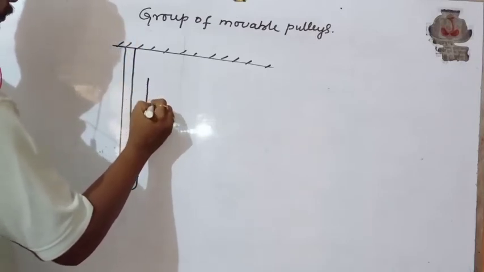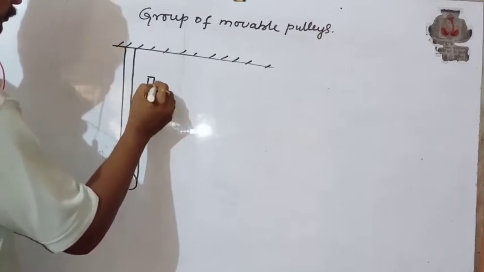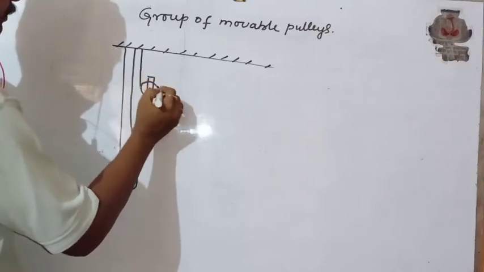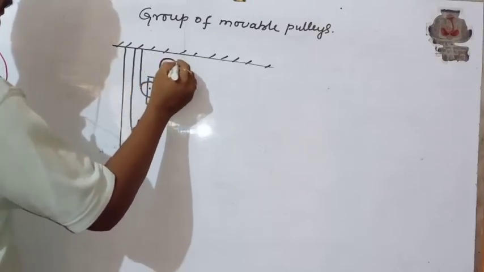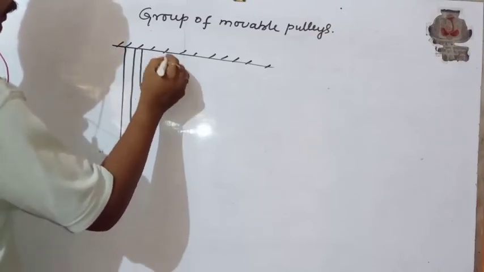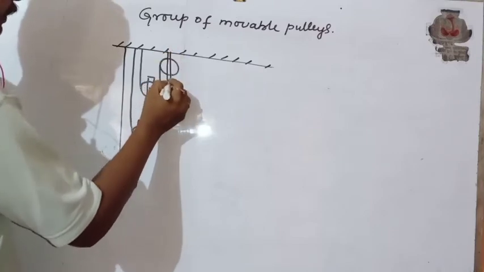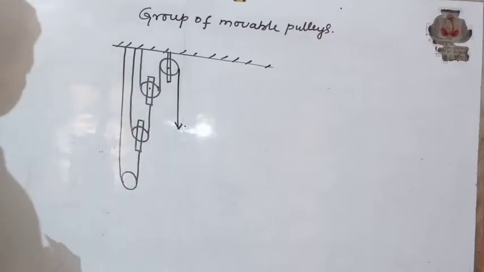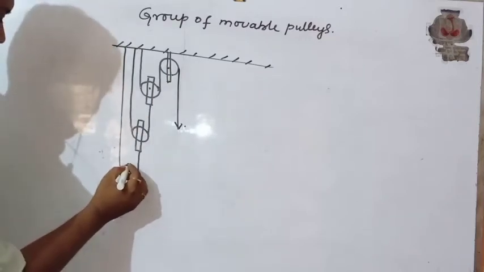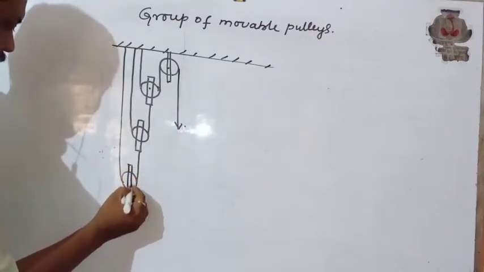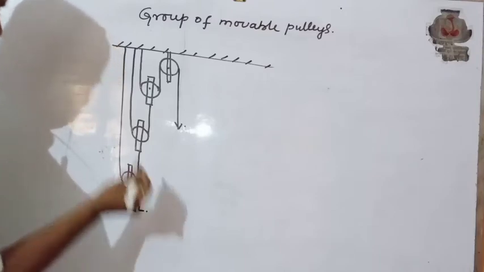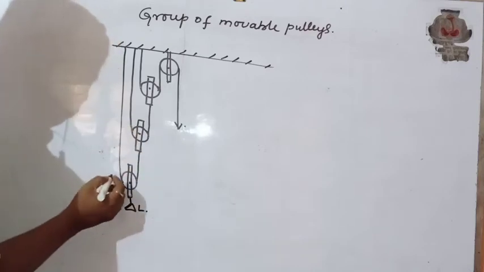This is the third movable pulley's block. This is the third movable pulley, which is connected with the third string. And finally it is passing through this fixed pulley to change the direction of effort. Where is the load connected? In the first pulley, the load is connected. This is the load. This is the axle.